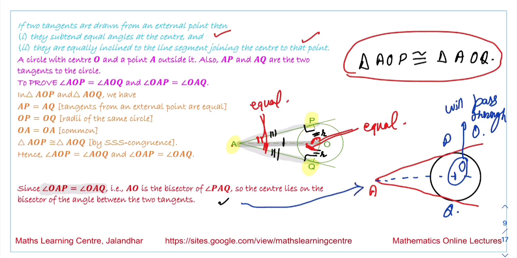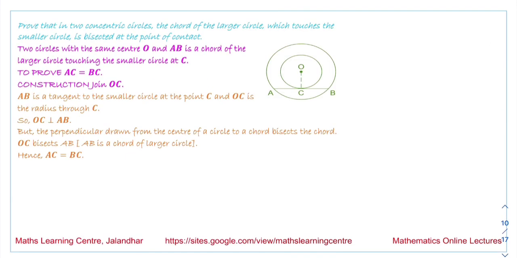Next is: prove that in two concentric circles, the chord of the larger circle which touches the smaller circle is bisected at the point of contact. Concentric circles means their centers are the same. So these are the two circles given to us, this is one circle and this is another circle, and the center of both these circles is O. This is the common center.